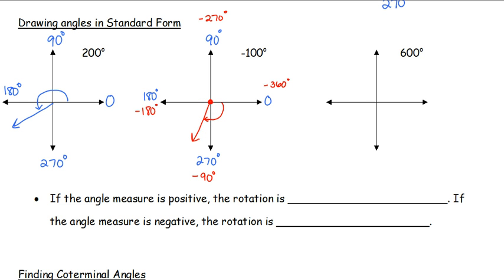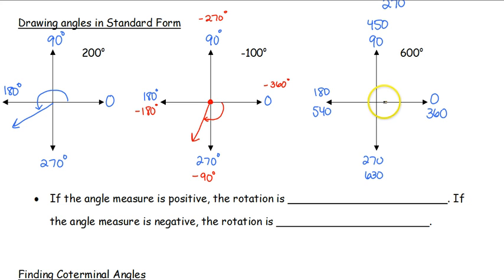Well, what about something that's 600 degrees? We know we've got 0, we've got 90, we've got 180, we've got 270, we've got 360. 600 doesn't really fit anywhere on there, so we've got to figure out what to do. I'm just going to keep on going around my circle. 360 plus 90 gives us 450. 450 plus 90 gives us 540. 540 plus 90 gives us 630, which is enough.